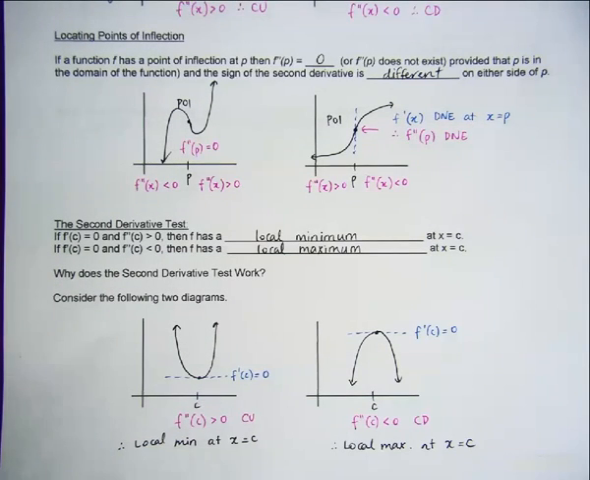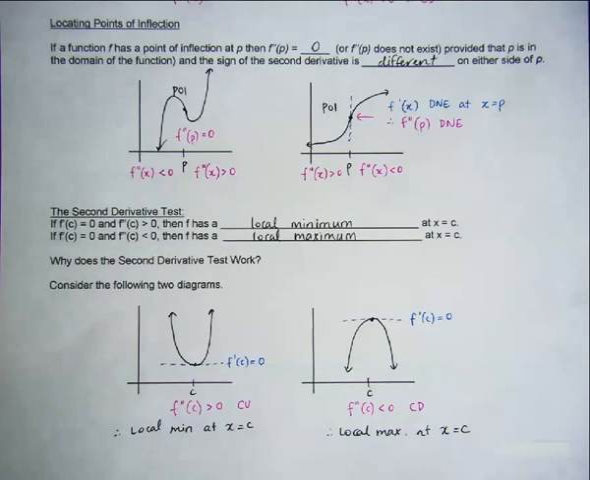So the second derivative test is very useful when it works because it's a little bit faster than creating the interval table or the number line for the first derivative to figure out your local maxes and mins. You can use the second derivative test. If it works, it's a little bit faster.